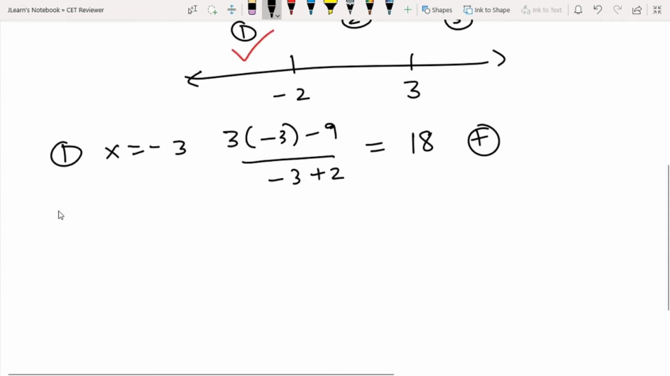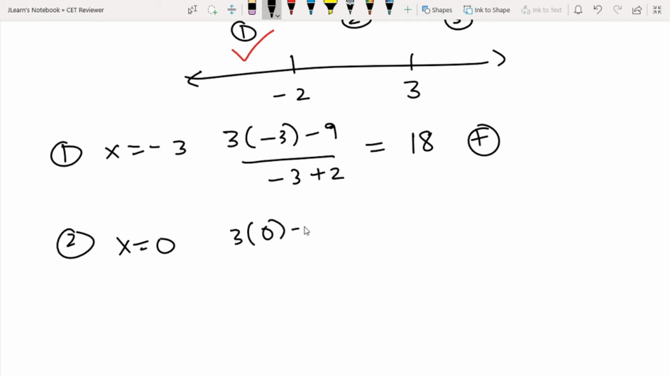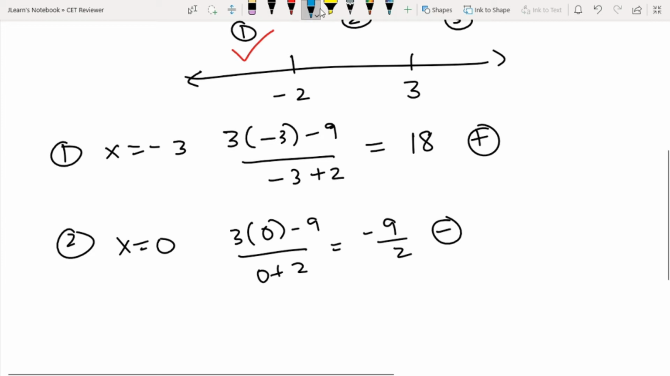Okay? So, let's test region 2. So, any number between negative 2 and 3. So, let's say just x is equal to 0, no? 3 times 0 minus 9 all over 0 plus 2. This will be negative 9 all over 2. And ito ay negative. Meaning, hindi kasama itong region na to sa ating solution.